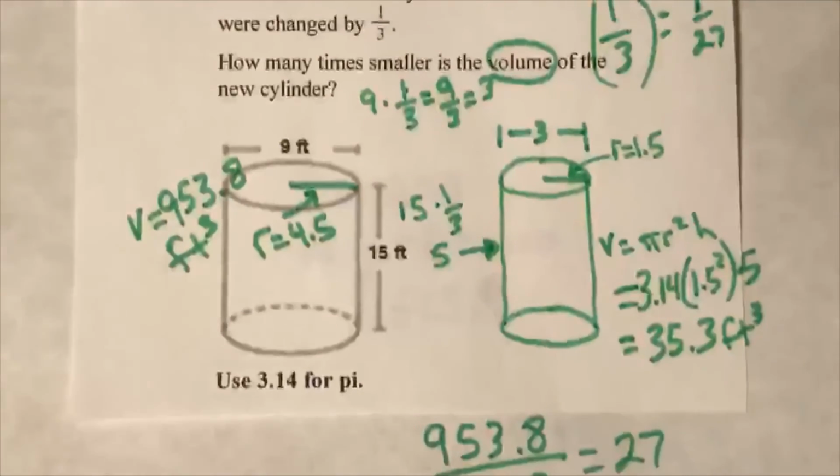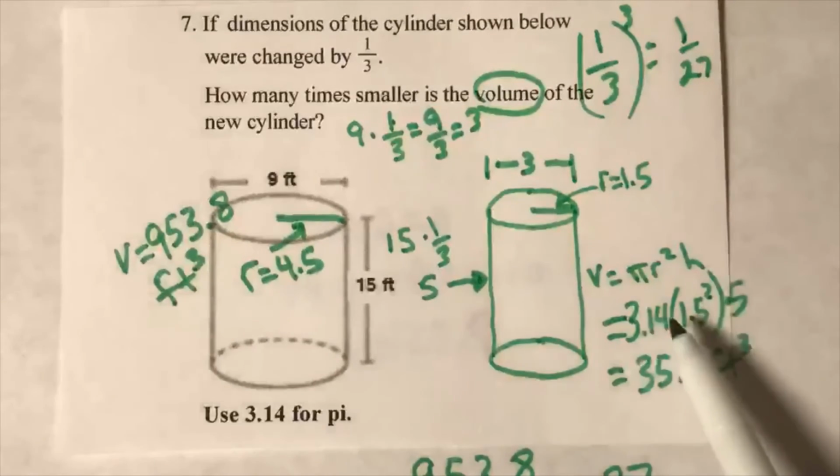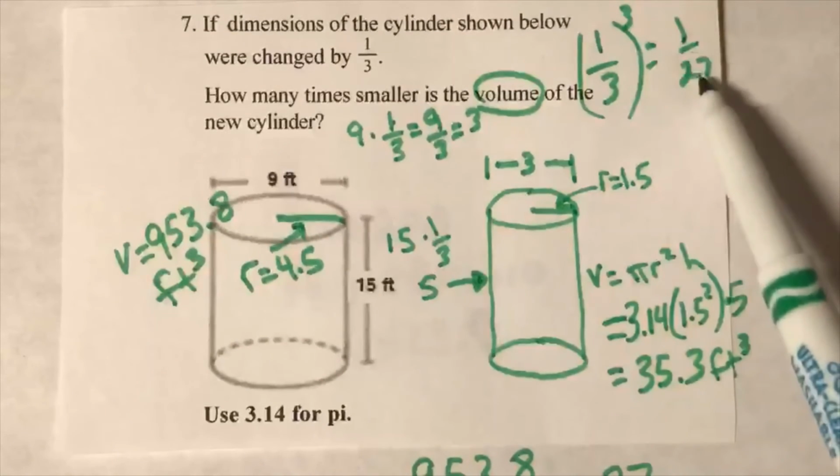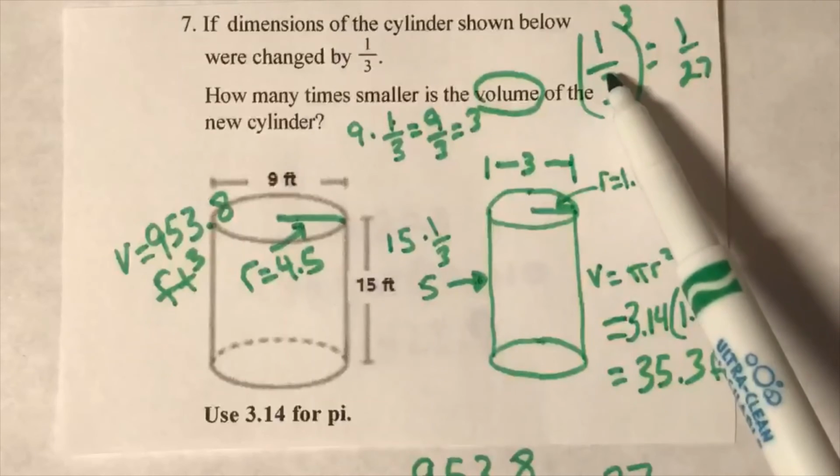I think you now can make the connection as to why it is 1/27, and just simply do this step here.